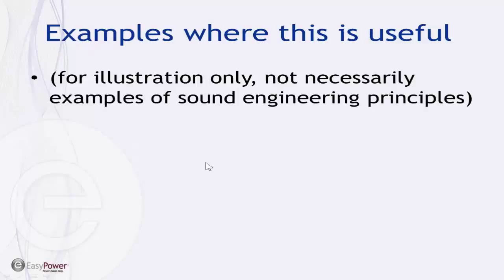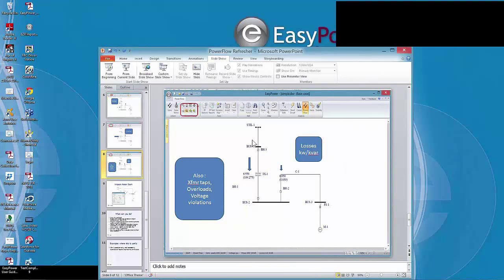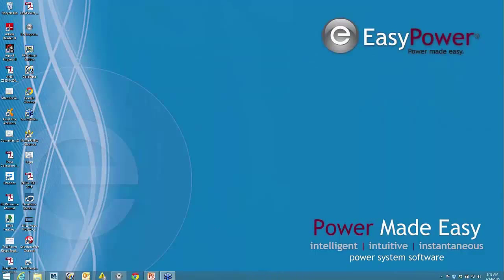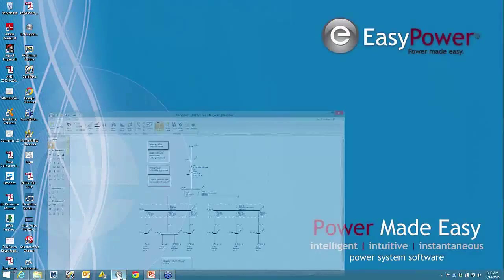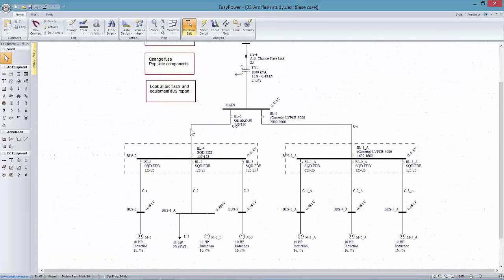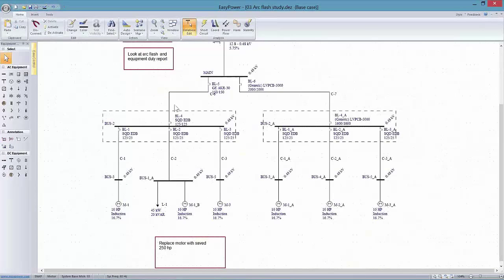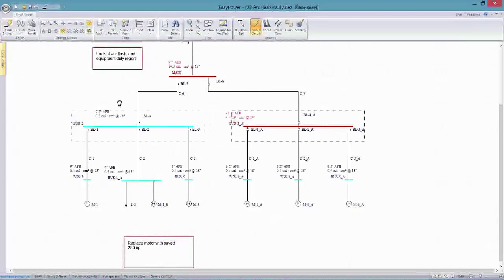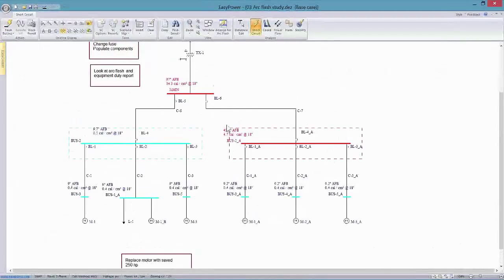Okay, so here we're going to run through some examples. These are for illustration purposes only. They're not necessarily recommendations for sound engineering design. Let me open up the tools here. The first thing we're going to look at is a standard arc flash example, and if you've seen me do an arc flash demo, you probably see that we'd end up somewhere along here, and at this point we've done an arc flash study. Things seem to be fairly benign.